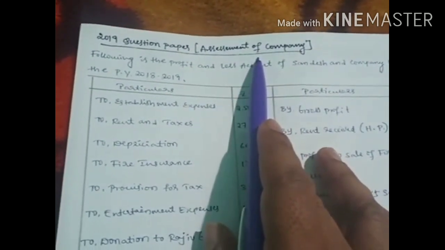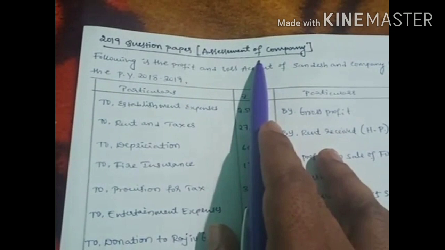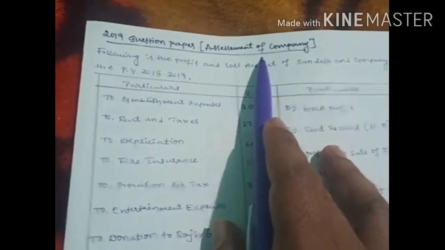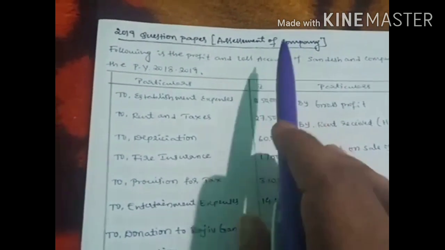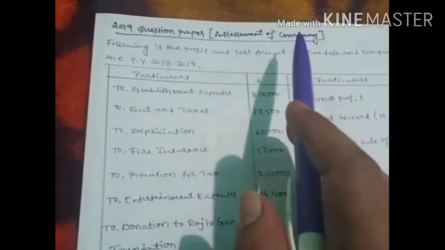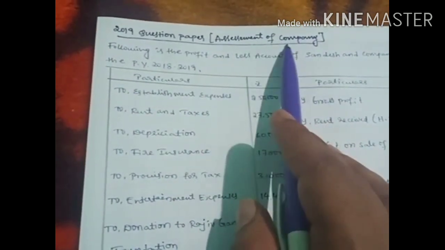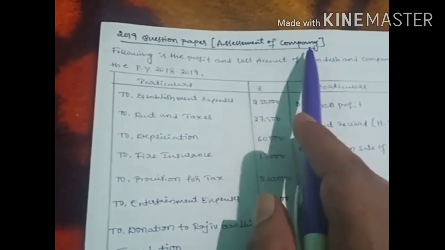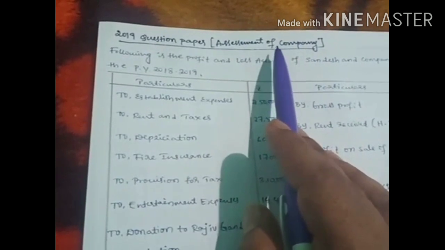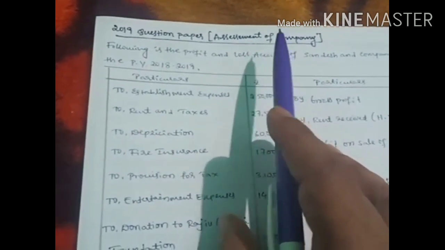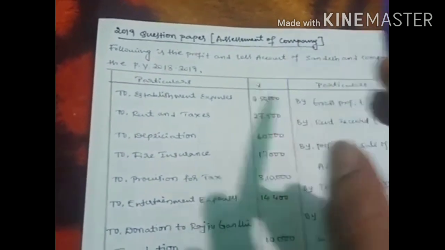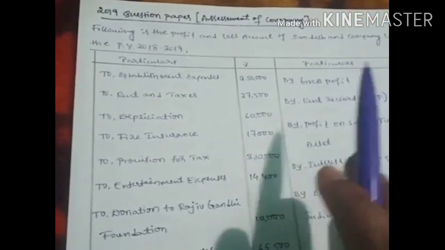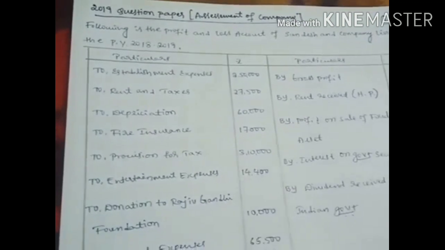Step number one is computation of taxable income as per normal provisions of IT, step number two is book profit, step number three is tax liability, and step number four is tax credit. There are two kinds of questions they ask under assessment of company. For the 14 marks, one question asks all four steps, and one more question is asked only under step number one, computation of taxable income as per normal provisions of IT, just for 14 marks. So here we only have to calculate step number one.